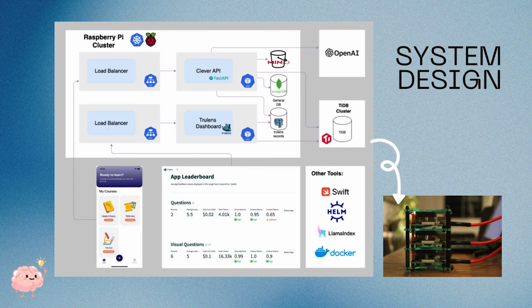Vision models and the embeddings models. One of the main components of our application is TiDB. TiDB is the vector database that powers the RAG-based application. Additionally, we use other tools like Helm, LlamaIndex, and Docker.